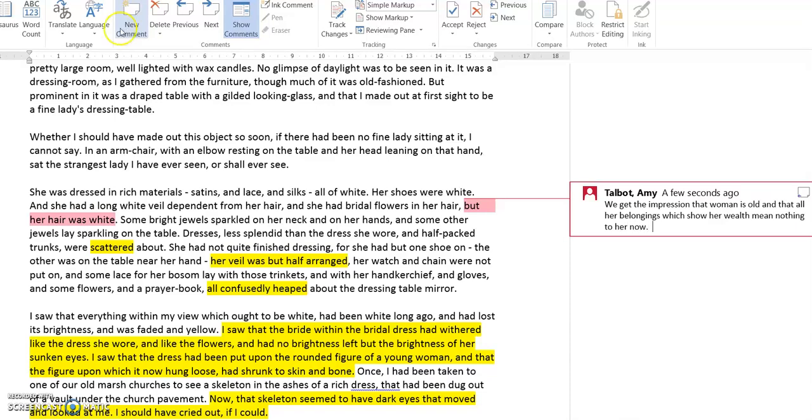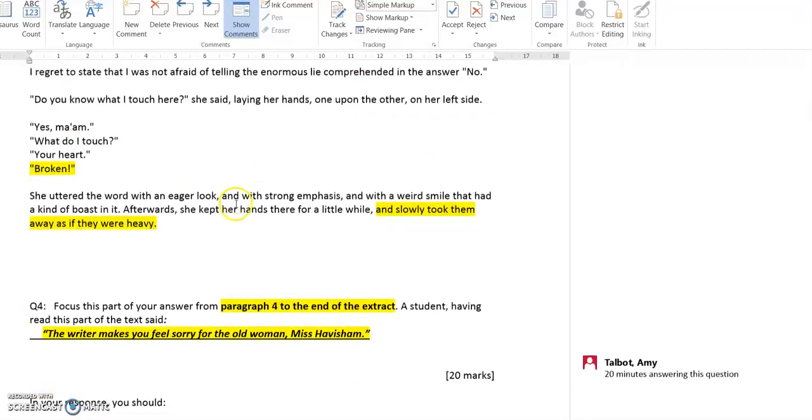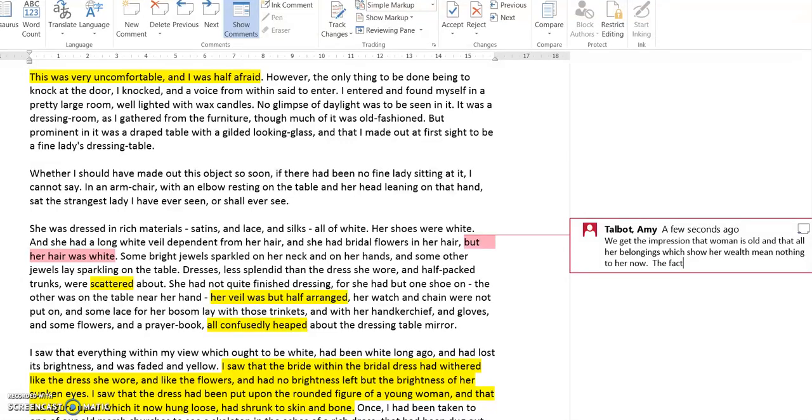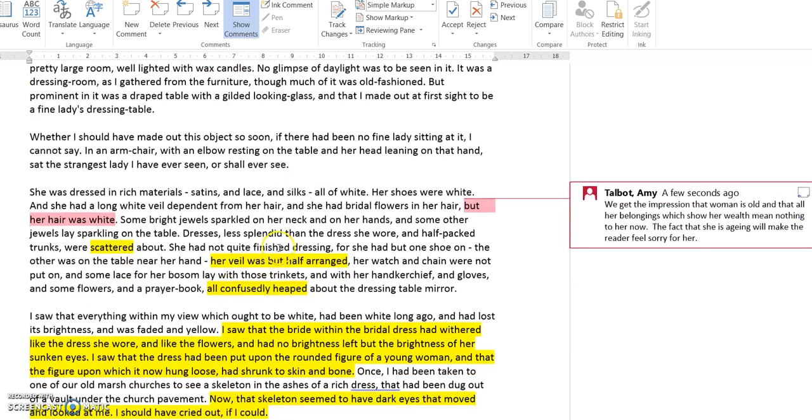And so remember, the question is, how does this make us feel sorry for her? So the fact that she's aging will suggest, well, will make the reader feel sorry for her. Okay? But as the details come out in this paragraph here, we get the impression that, you know, things are all scattered about her.